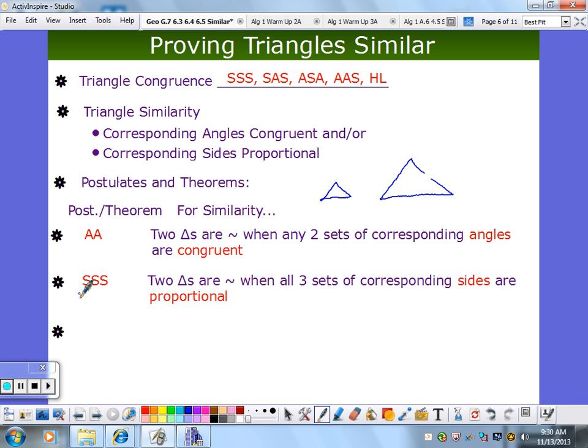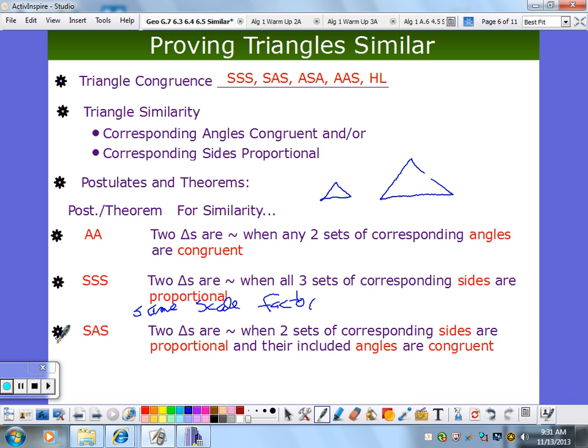Now that's awfully familiar, right? When we're doing that with congruent triangles, side, side, side means all of the corresponding sides are congruent. Well, what it means for similarity is all the corresponding sides are in proportion. They have the same scale factor.